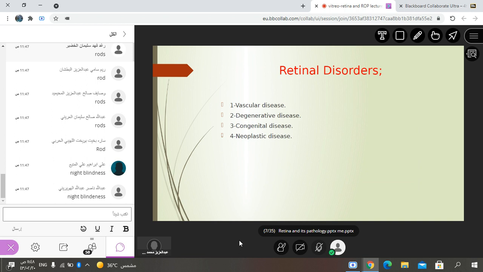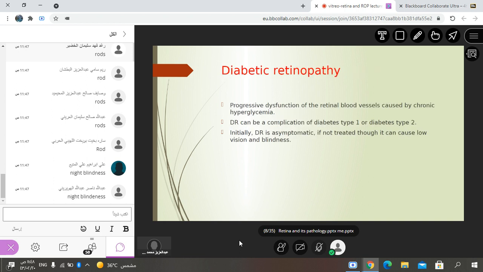Now we are going into retinal disorders. Retinal disorders, we can divide them based on the etiology into vascular, degenerative, congenital, as well as neoplastic. We'll start with the vascular entity, which is very important in our country. Diabetic retinopathy, which is the main important vasculopathy in the retina.